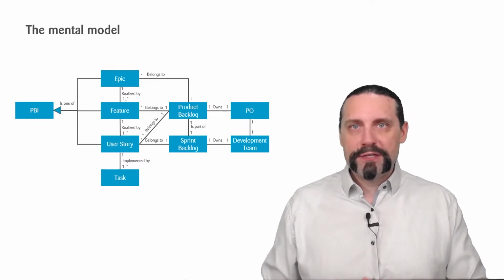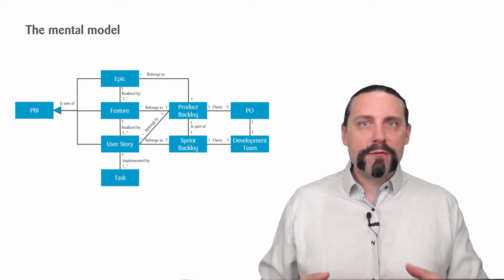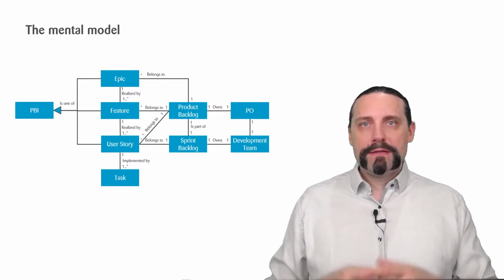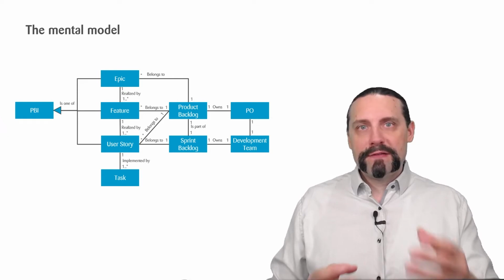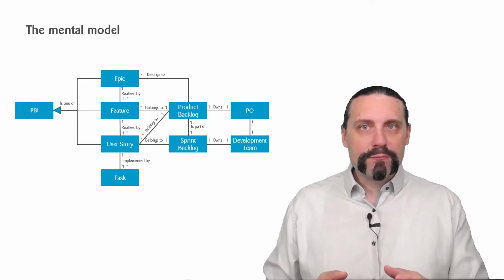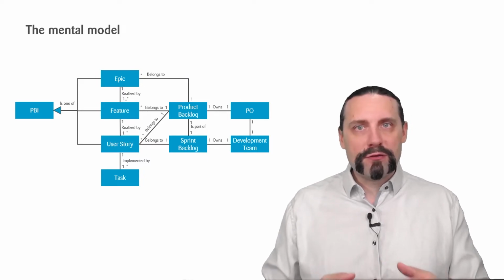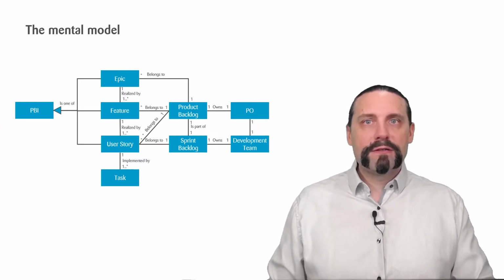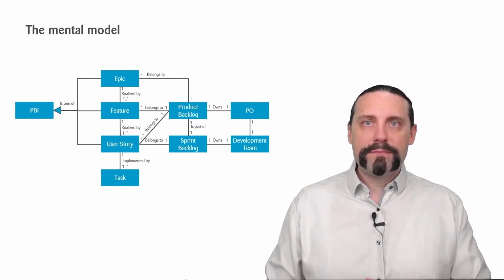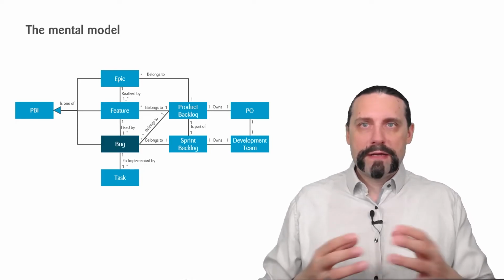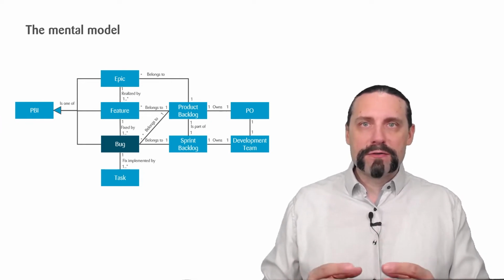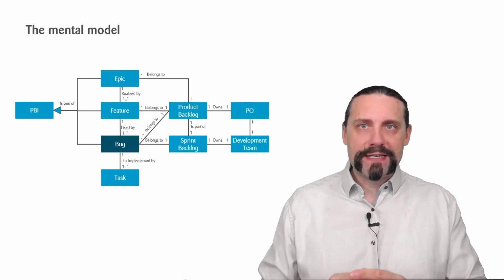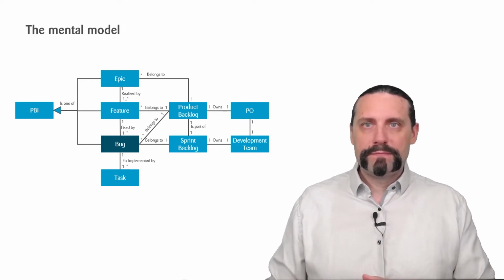The epics and features and user stories belong to a product backlog. The sprint backlog is part of the product backlog. And the sprint backlog contains the user stories which are implemented during a sprint. The product backlog is owned by the PO, and the sprint backlog is owned by the development team. There is one product backlog item which I have not added to this mental model because it would overcomplicate the visualization. It is the bug.